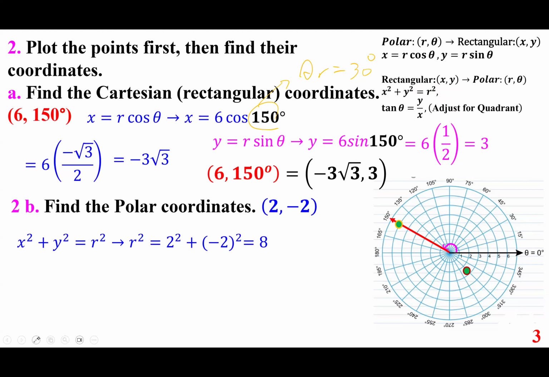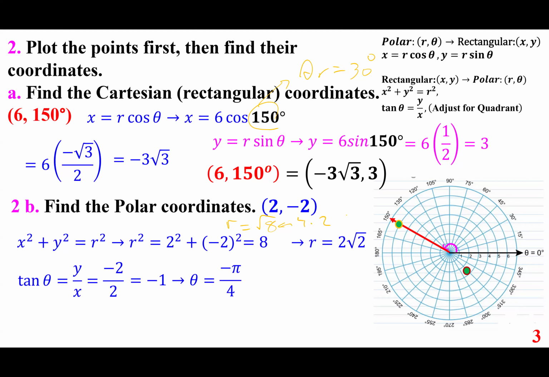And so r is square root of 8, which is 4 times 2. 4 becomes 2 and comes out. So 2 square root of 2. What about tan theta is y over x? Clearly, it's in the fourth quadrant. Y is negative. Negative 2 over 2 is negative 1. And theta is negative pi over 4.